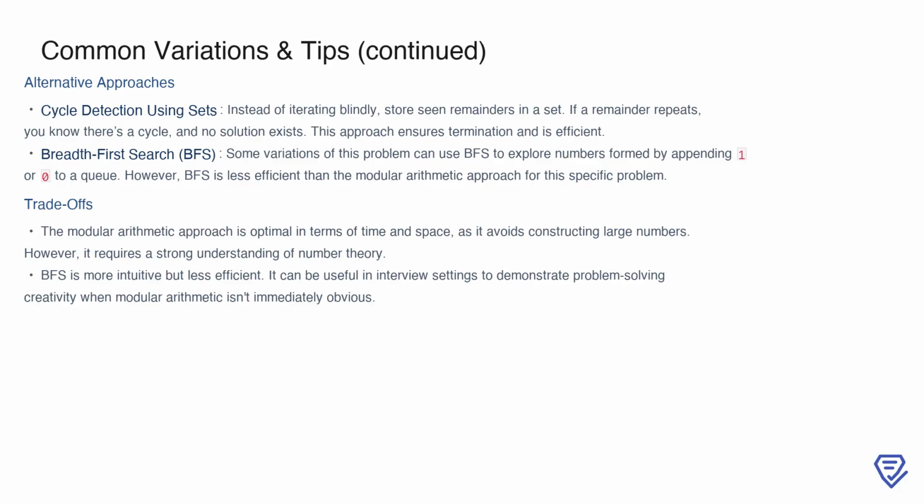When considering trade-offs, the modular arithmetic approach stands out as the most optimal in terms of both time and space complexity. It avoids constructing massive numbers and relies on concise mathematical properties. However, it does require a solid understanding of number theory, which might be challenging for some.